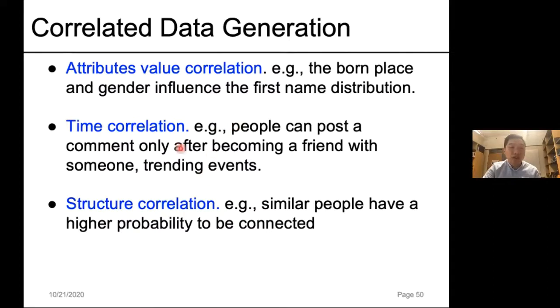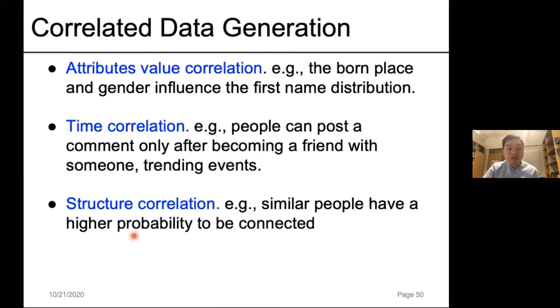And the second aspect is time correlation. This means people can post a comment only after becoming a friend with someone. And there are also trending events. Whenever an important real-world event occurs, the number of people and messages talking about this topic increases. So they model these two scenarios in the time correlation.